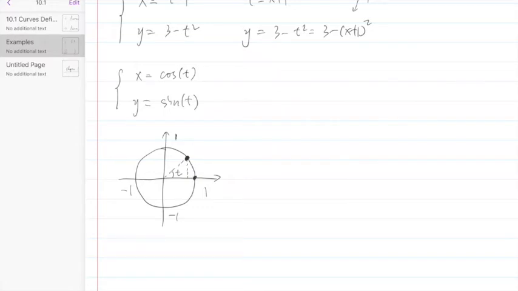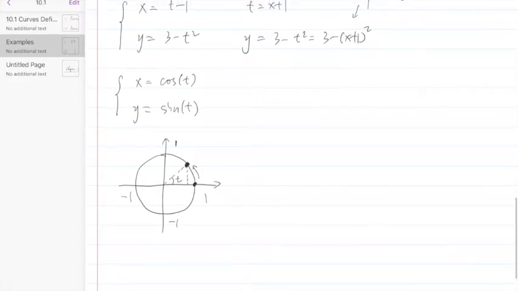As your t goes from 0 to pi over 2, this particle is moving along this way, which is counterclockwise. Again, and again. So this describes a circular motion, going counterclockwise.